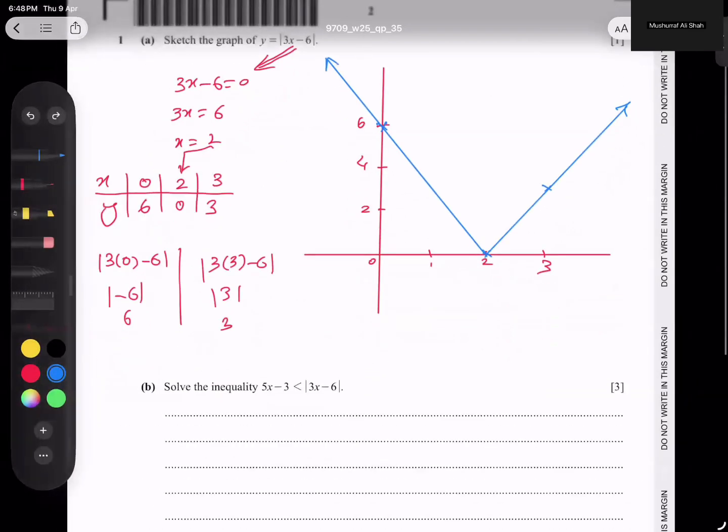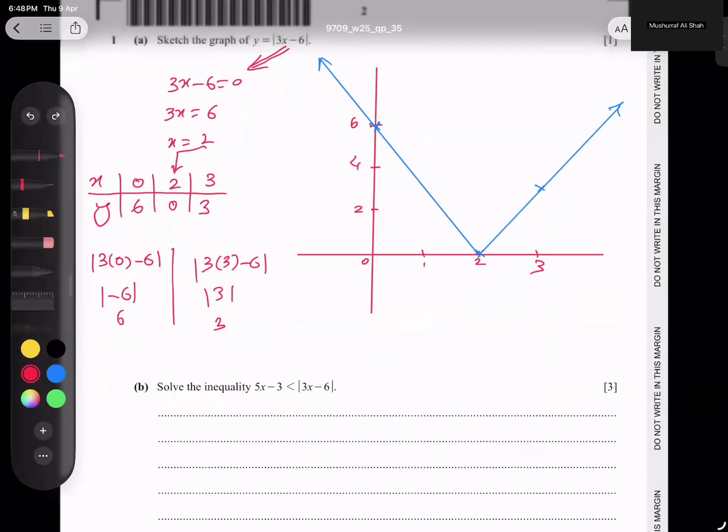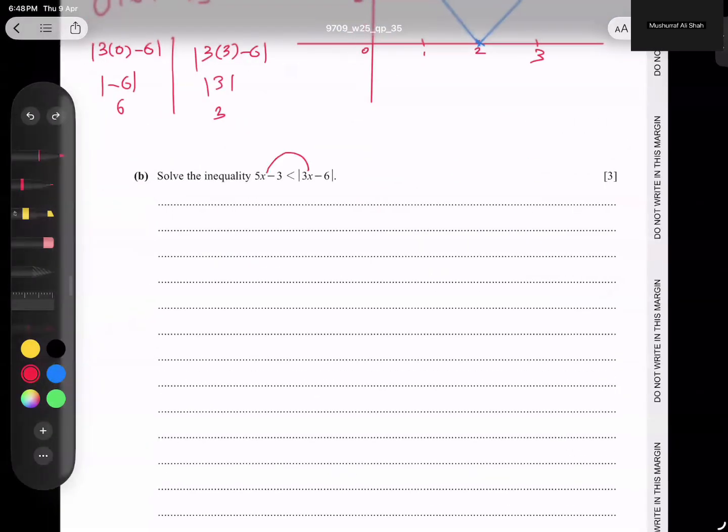Let's talk about the second question, what to do here. Whenever x is involved on both sides, I will square both sides: 5x minus 3 and 3x minus 6. I have another choice even, but I will do it this way. We can go to a quadratic equation, or we can do the other way.